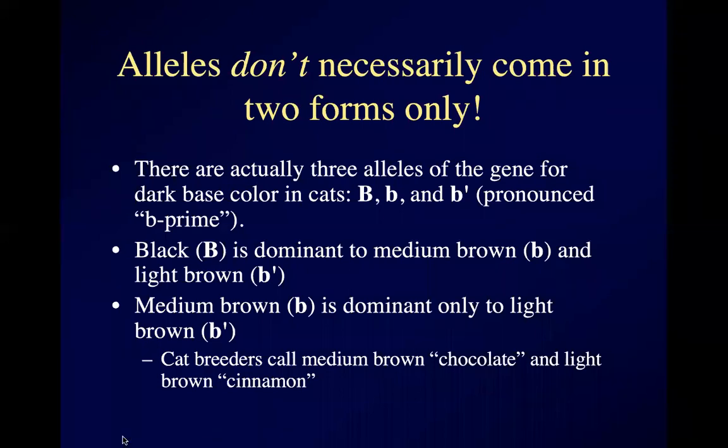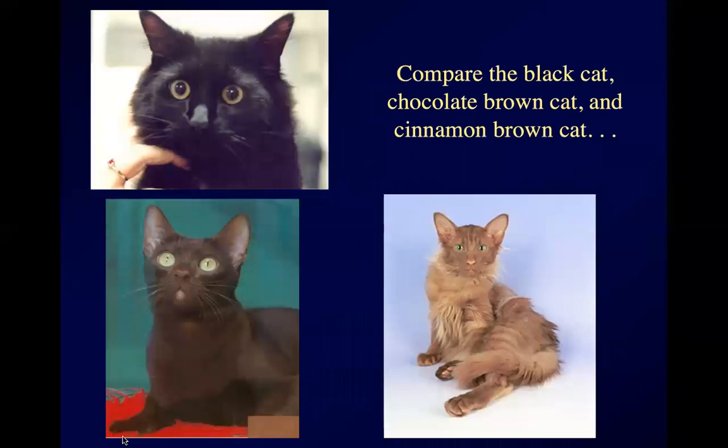All right, so here's what these look like. Up there at the top left, that is a black cat. Below, that's a chocolate cat, the medium brown down at the lower left. And a cinnamon brown cat, a light brown cat, down there at the lower right.